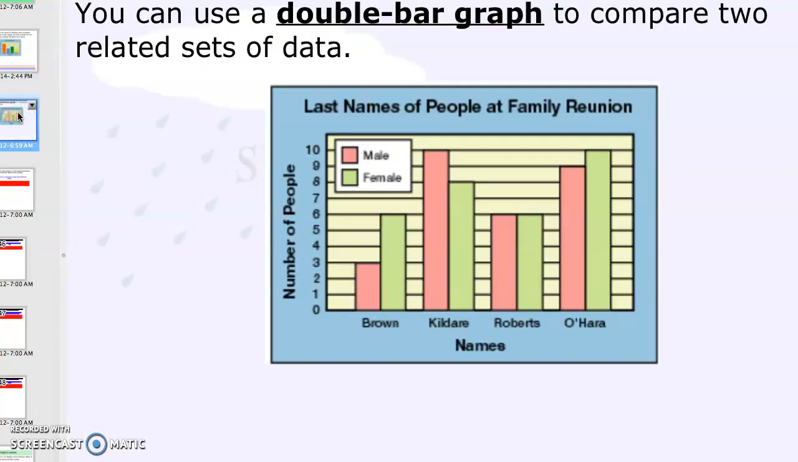We also have double bar graphs. So here it's the last name of people at a family reunion. So we have Brown, Kildare, Roberts, and O'Hara. And then they separated male versus female. So this is a double bar graph because it can compare two related data sets, male and female, in addition to last names. So there are 3 male that have the last name of Brown. There are 6 females that have the last name Brown, so on and so forth. So this is a double bar graph.